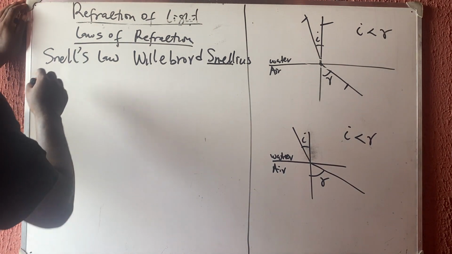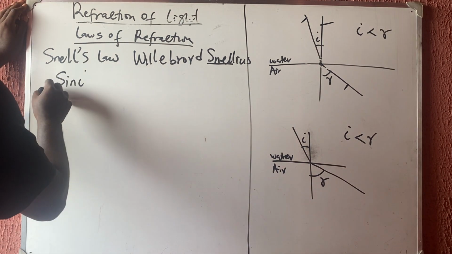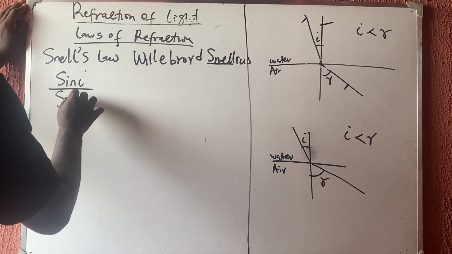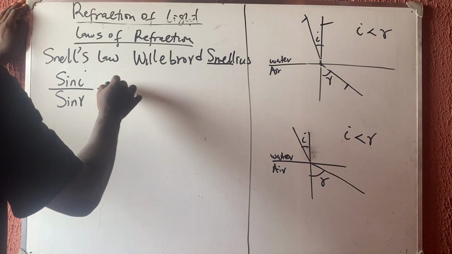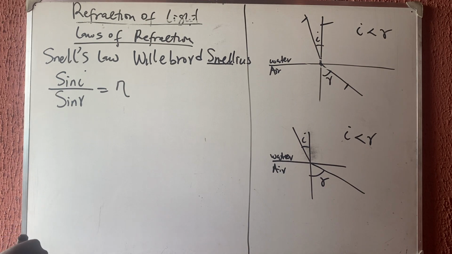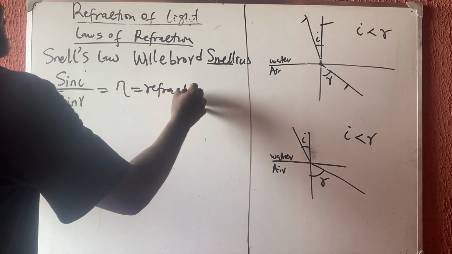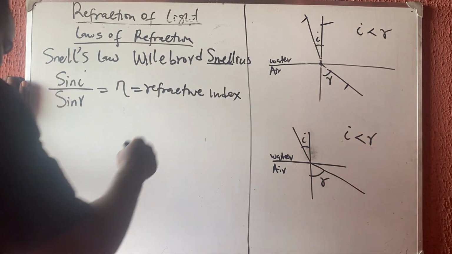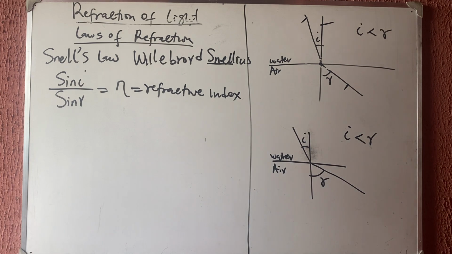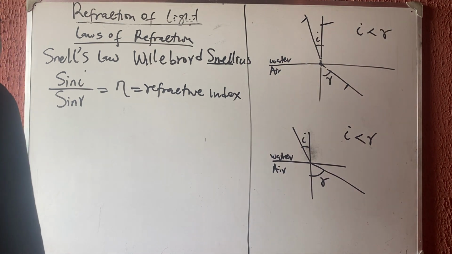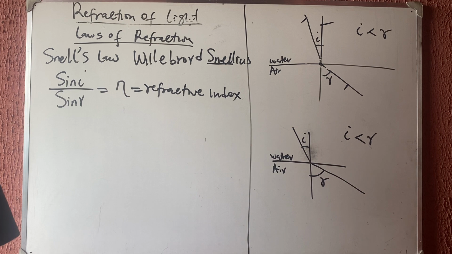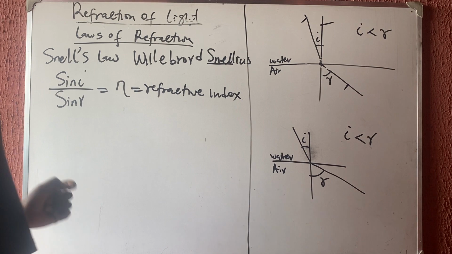So Snell's law states that the ratio of the sine of incidence to the sine of refraction must be a constant, and we call that constant the refractive index. Please note that. Very, very important. Now, another thing you need to know is that Snell's law can be verified using a glass block method, an optical pin method, or a ray box method.